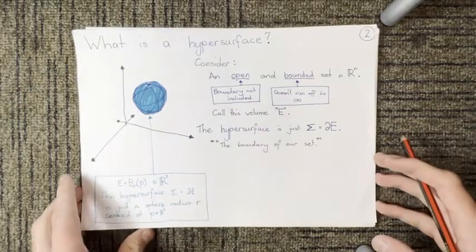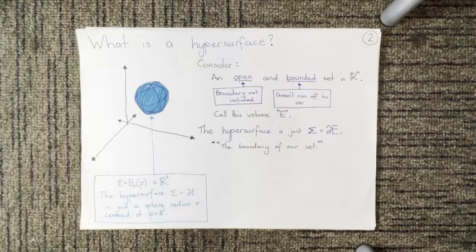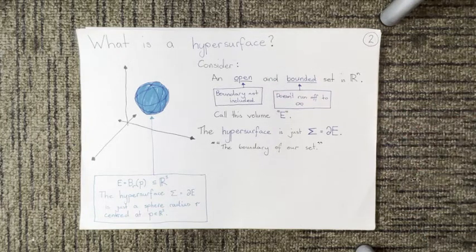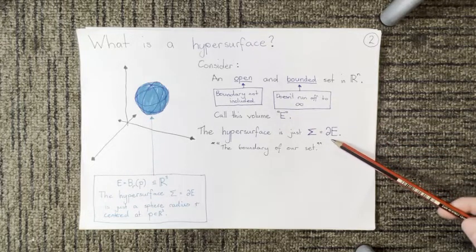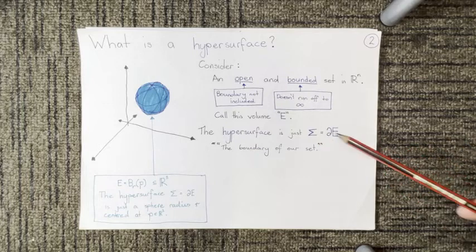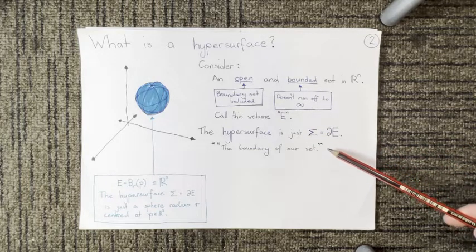So before we actually start, we need to cover a pretty simple topic called a hypersurface. If you just imagine a blob in space, and then you take the boundary of that blob, that is essentially a hypersurface. More technically, you consider an open and bounded blob. That means your blob doesn't run off to infinity, and its boundary isn't included, and we tend to call that E. And then we take the boundary of that blob and we call that sigma. And then the sigma, that is the hypersurface.